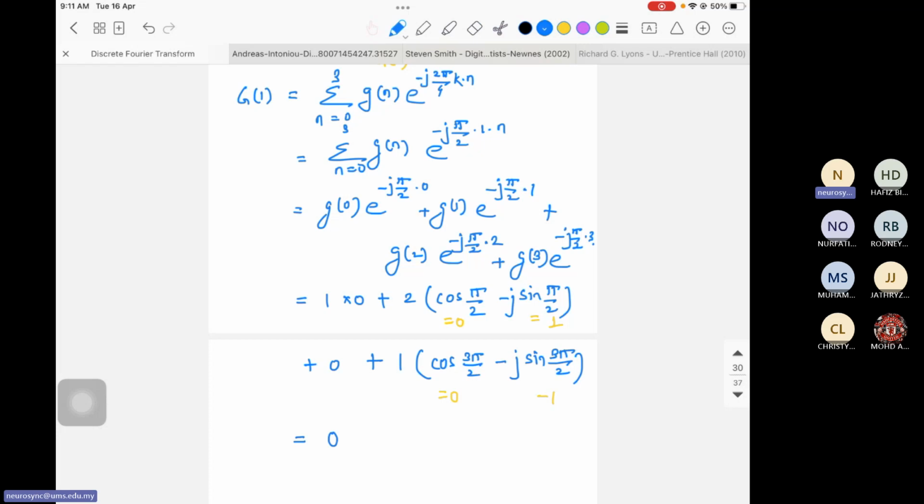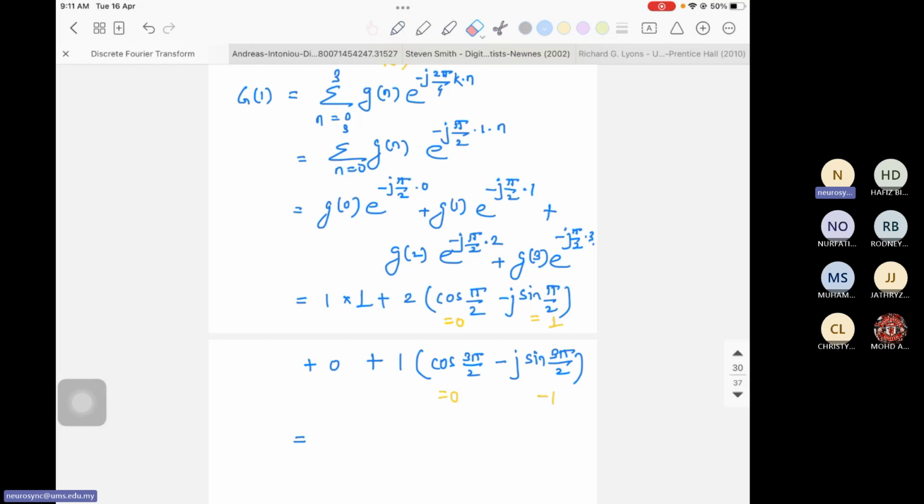Okay, so this is equal to 1 into 0 is 0. Oh, sorry, this is not 0, no. This is e to the power 0 is 1. 1 plus 2 into 1 plus 0 plus 1 into minus 1. This is 0. This is 1 into 0. I made it wrong. Just a second.